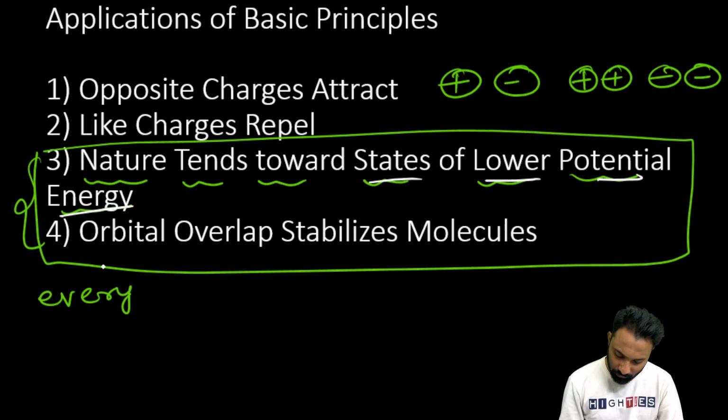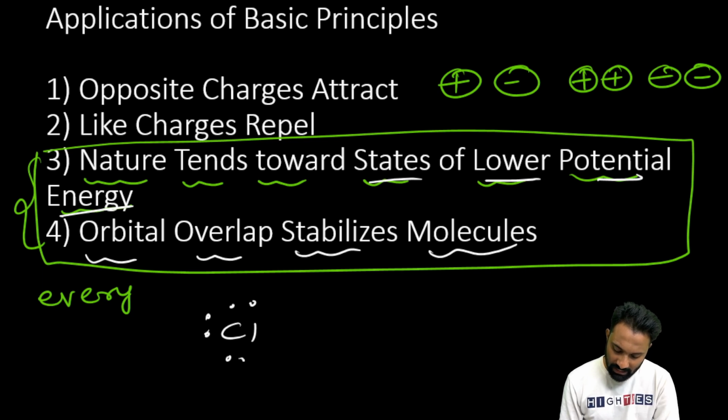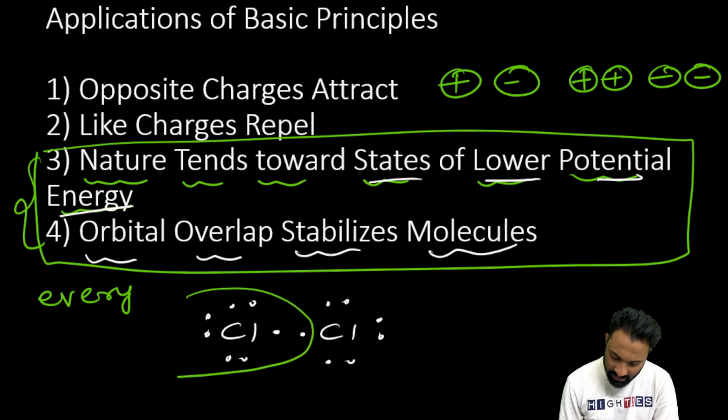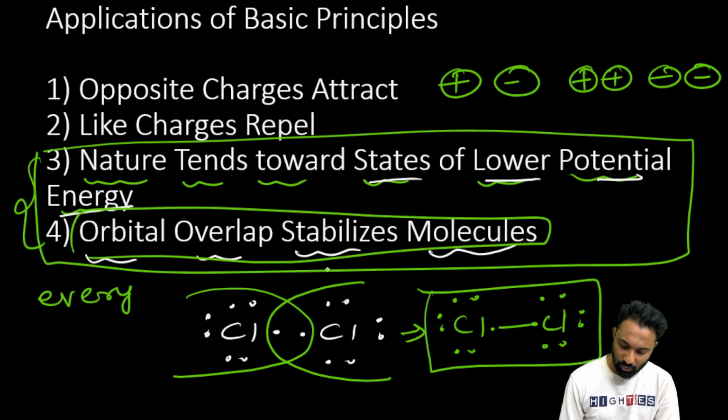Next, orbital overlaps stabilize the molecule. What does that mean? Normally, the valence electrons of chlorine are 7. To complete its octet, chlorine requires 1 electron. It will mutually share 1 electron from another chlorine. In this manner it forms which bond? A covalent bond, right? Mutual sharing of electrons leads to a covalent bond. This is Cl2. Orbital overlaps lead to stabilizing the molecule.